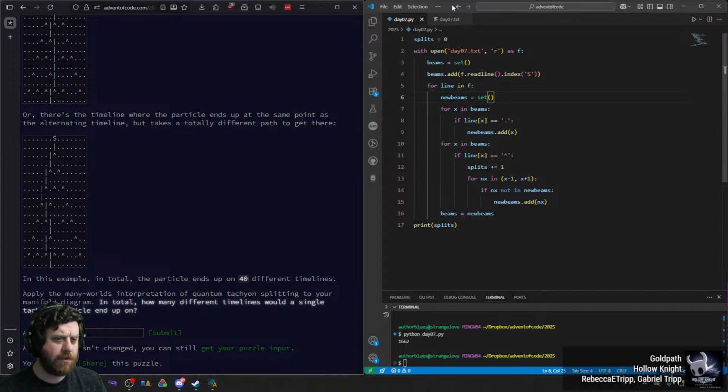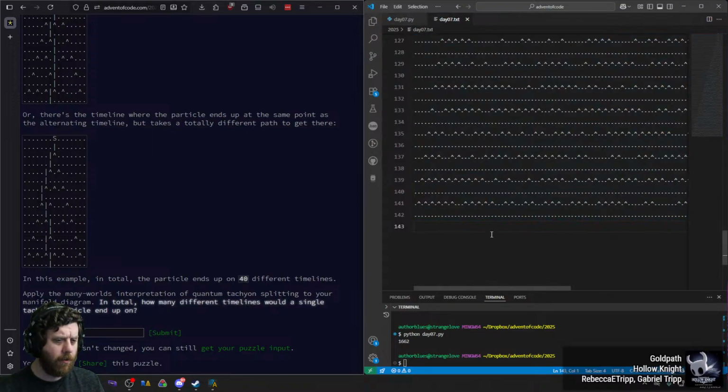So there's a recursive solution to this, but I think it might be too slow. So I'm just trying to think of how I would solve this one in a slightly better way. Give me a moment to think about this.